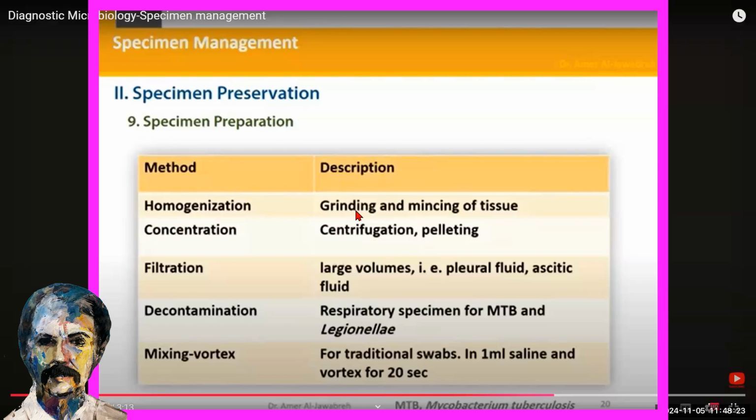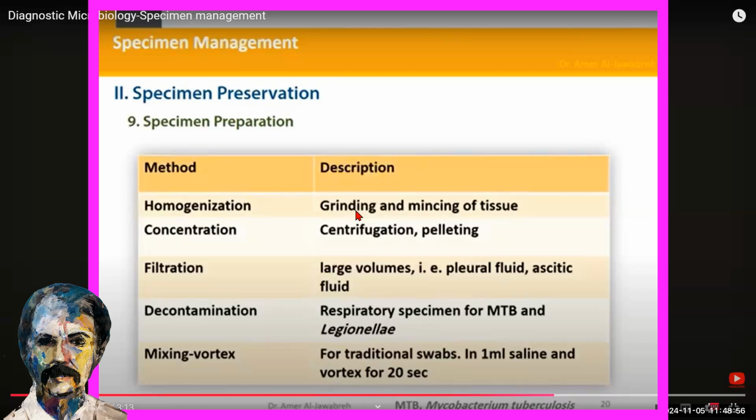Concentration, centrifugation and pelleting, like in CSF. Normally the CSF is colorless. Sometimes it's lightly turbid. So you have to centrifuge to make a small sediment or pellet, and then take from this pellet using a sterile swab or a sterile inoculating loop and spread on the blood agar or MacConkey. So we call this concentration and sedimentation.